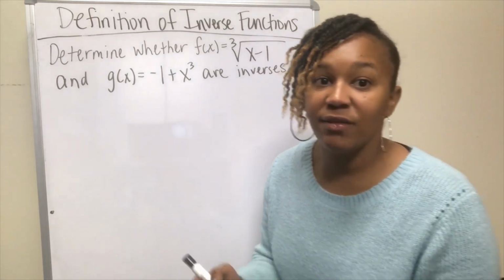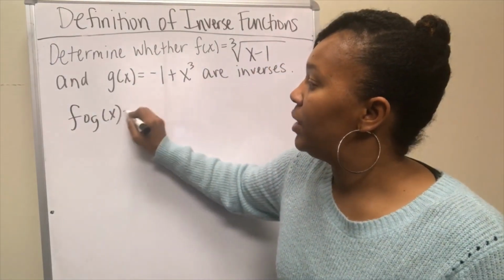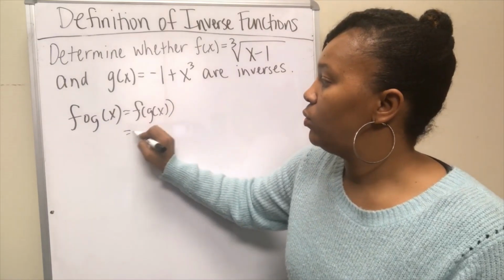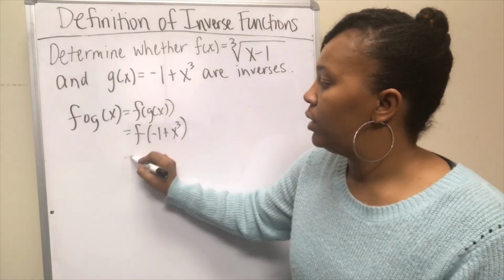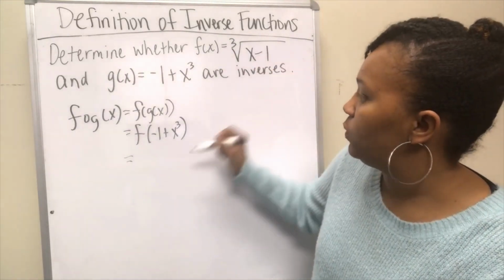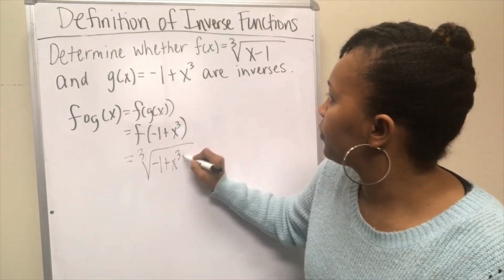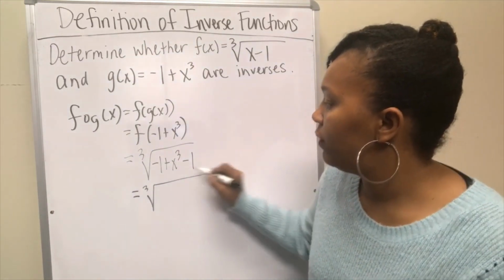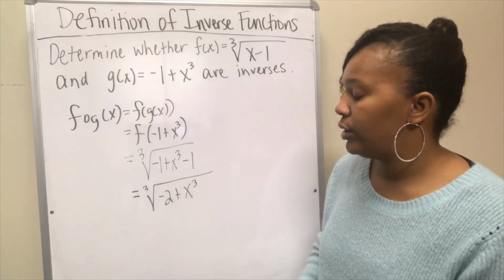Okay, so the first thing you have to do is figure out what is f of g of x. That means you want to take the g function and plug it into the f function. Well, what is g? g is negative 1 plus x to the third. So in your f function, wherever there was an x, replace it with negative 1 plus x to the third. Well, what do you get? You get the cube root of negative 1 minus 1, which is negative 2, plus x to the third.